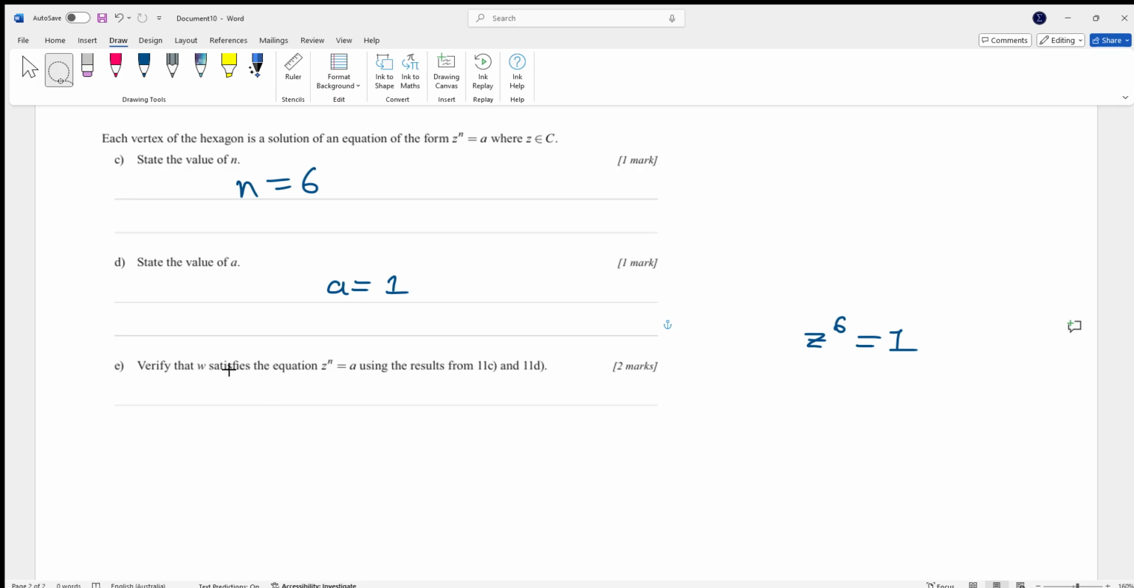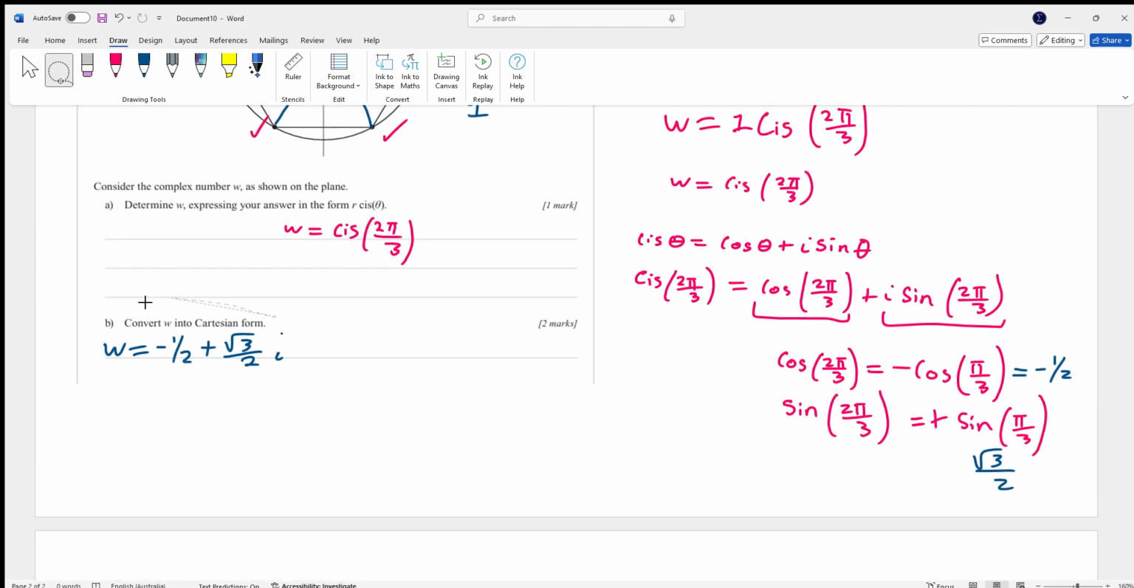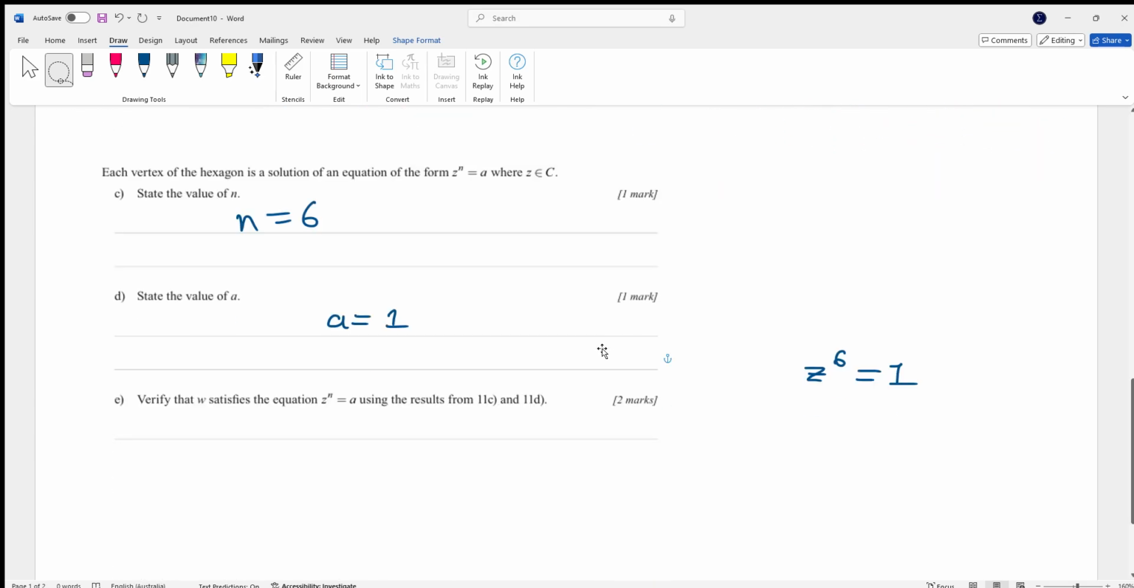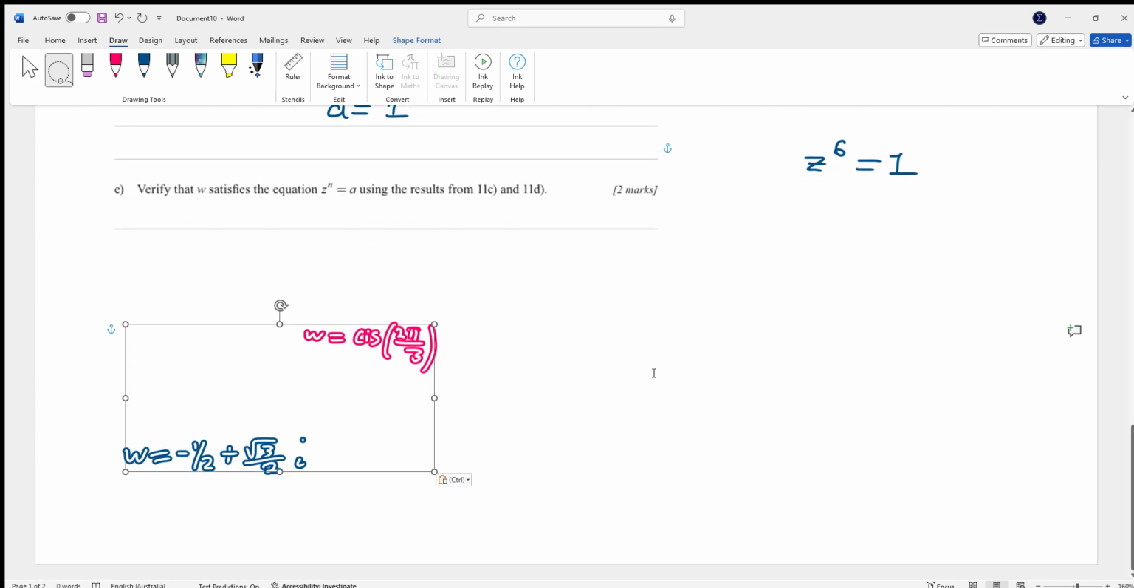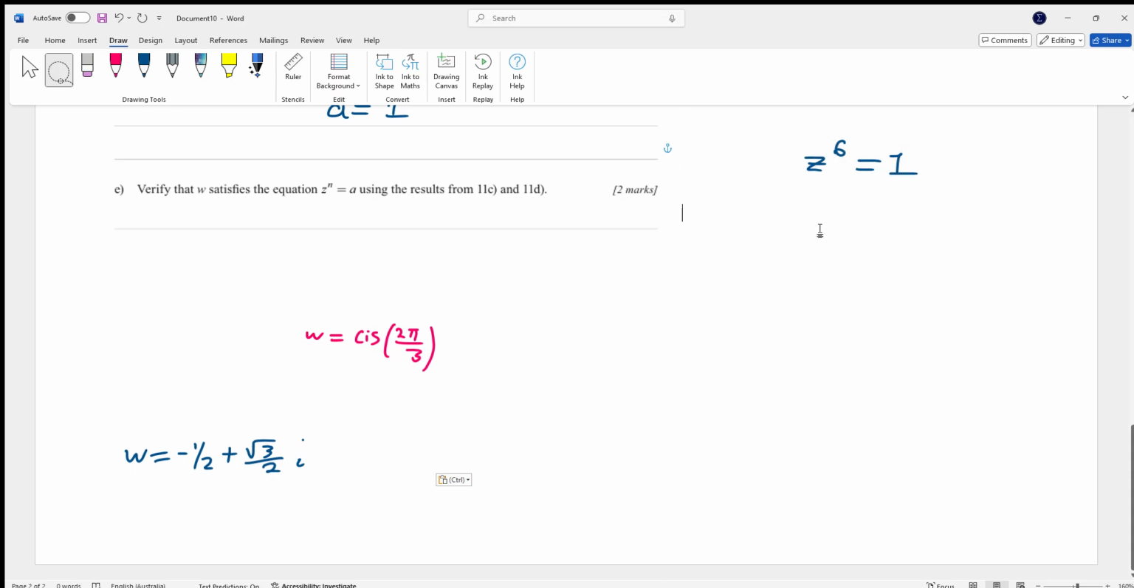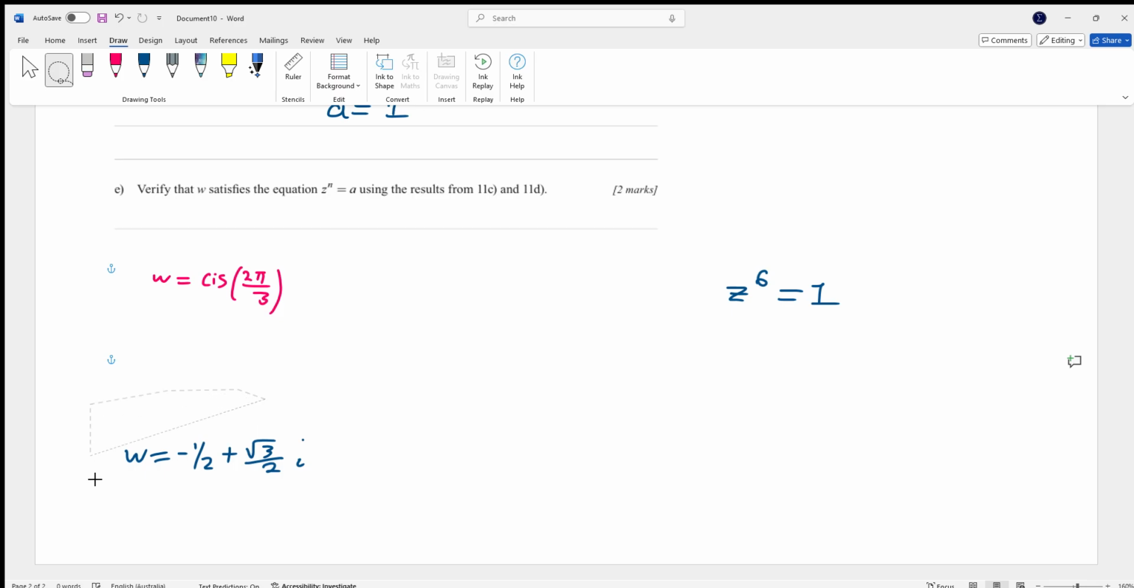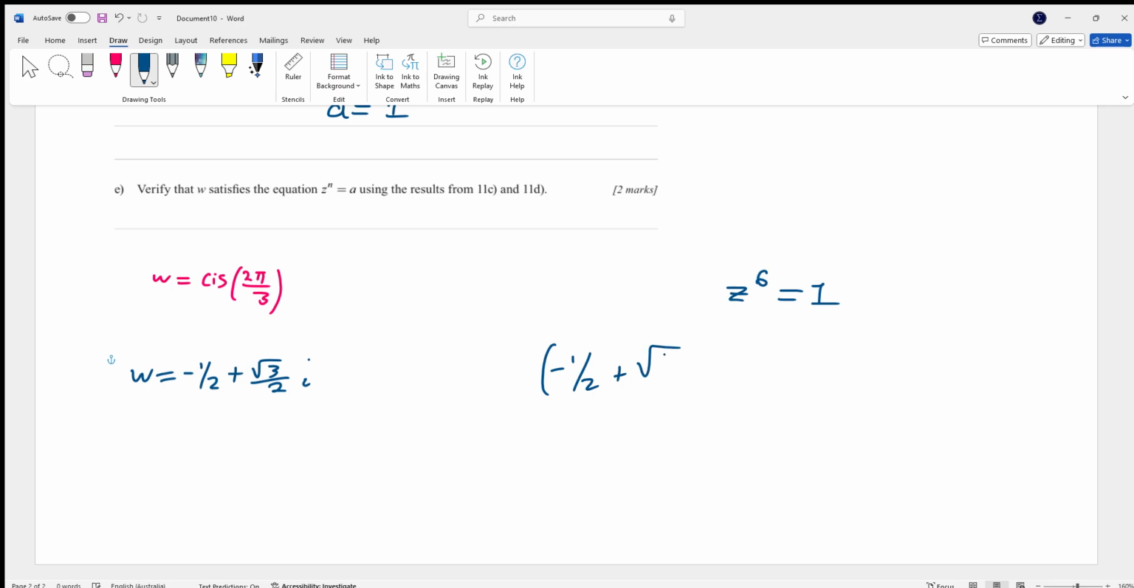E, verify that W satisfies this equation from 11C and 11D. Okay, so we just worked out W was this. Now, I'm going to bring both formats down here because one is going to be a lot easier to use than the other. Here, we want to see if it satisfies this equation. My advice, put it into polar format. If you put it into Cartesian format, you're going to have to evaluate a power of 6 without a calculator, which is ridiculous. Don't do that, okay? It'll waste too much time. Put everything in polar form.